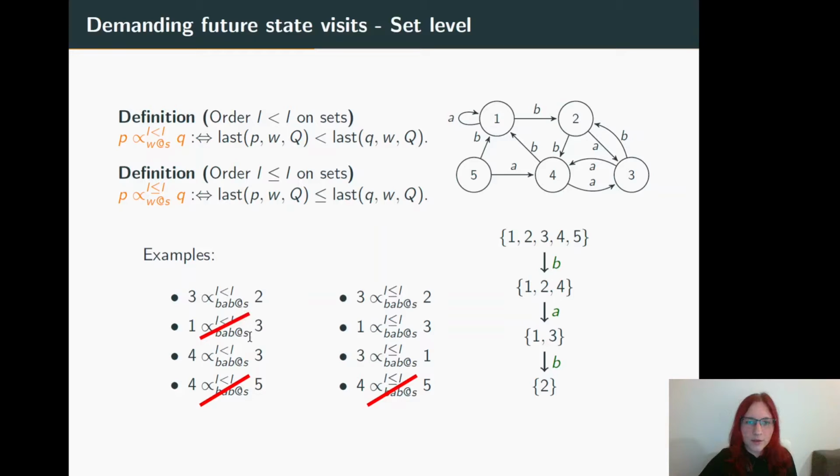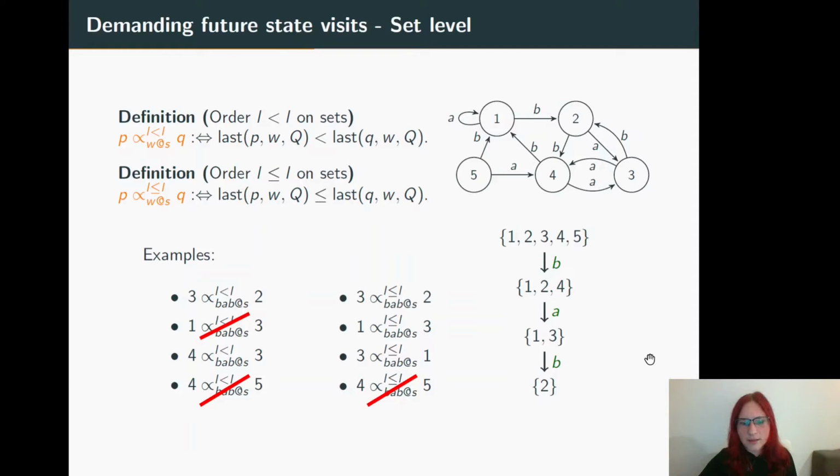So the first variant basically means that at some point the state 3 needs to appear without the state 1, which is not the case in our example. One pair which is not related in both orders is 4 and 5. Now we have so far considered the whole state set, so we're basically considering sets.